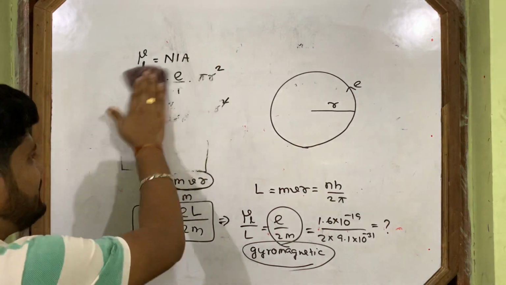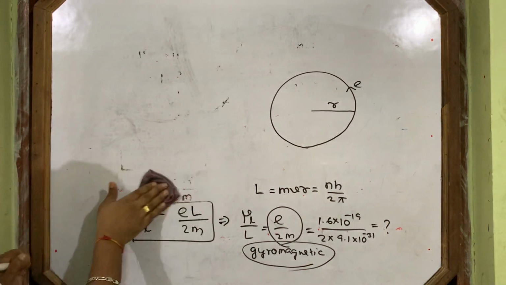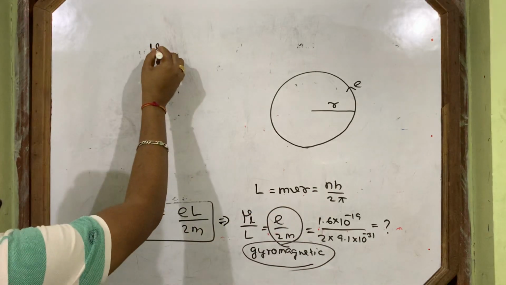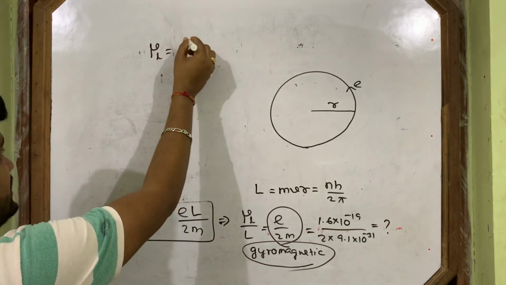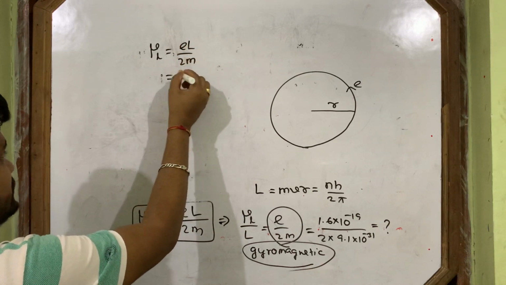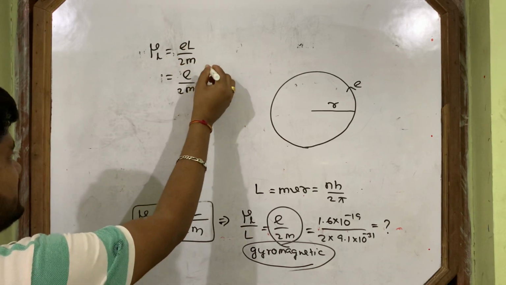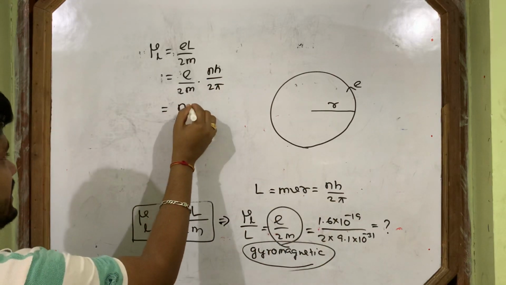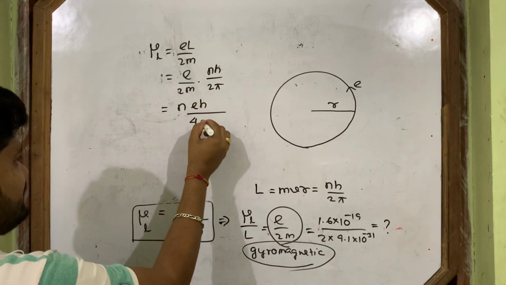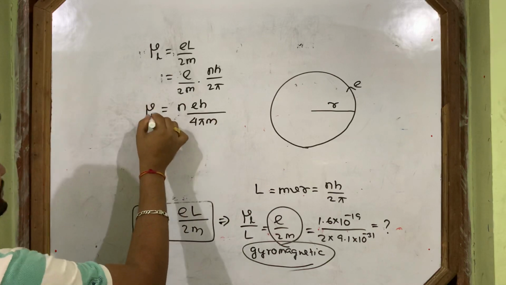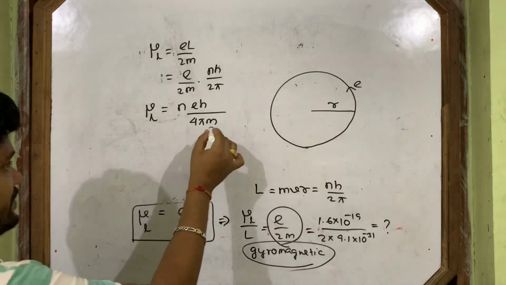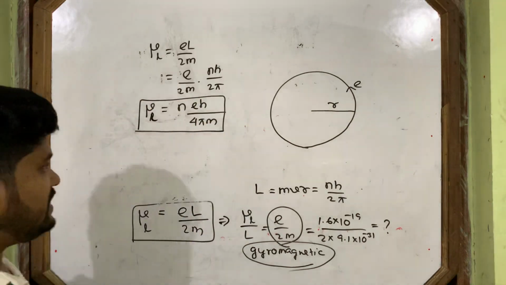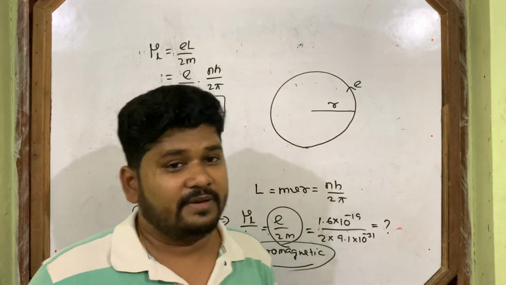Then in the orbital magnetic moment, if I put the expression of L, you see what happens. This is e L by 2m. Let's put the expression of L, n h by 2 pi. From here, you will get n e h by 4 pi m. So this is the orbital magnetic moment of the revolving electron.